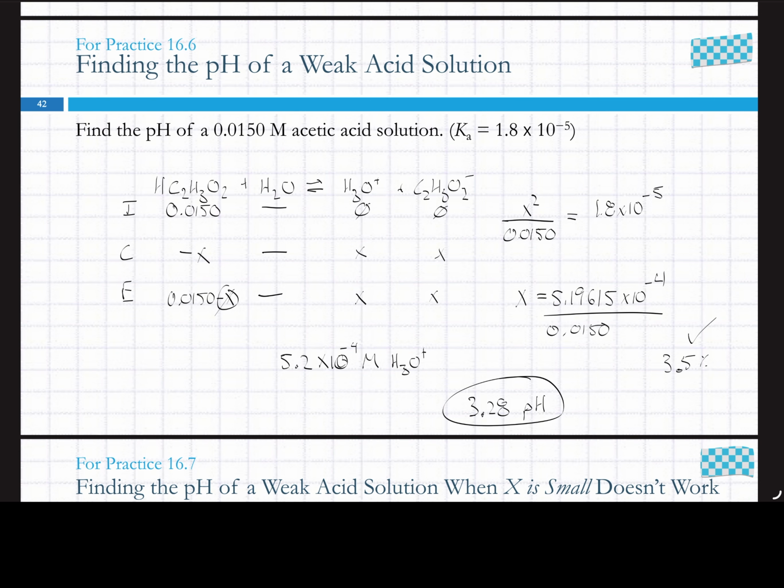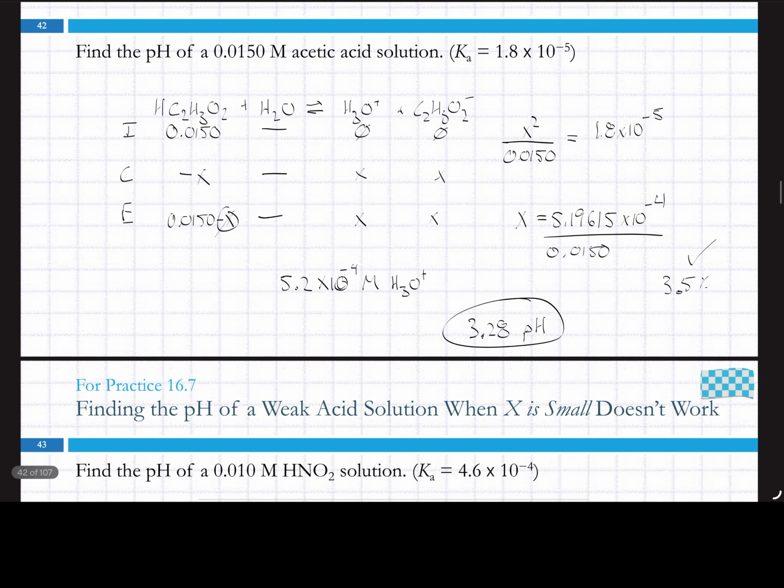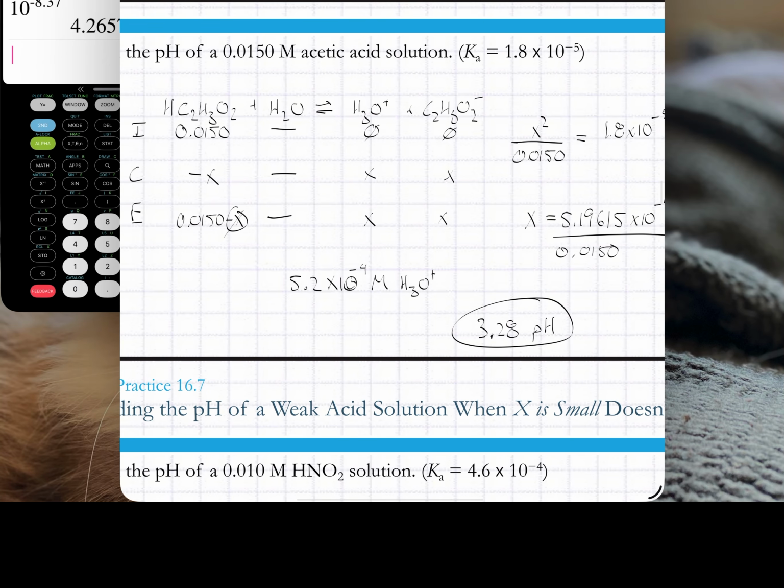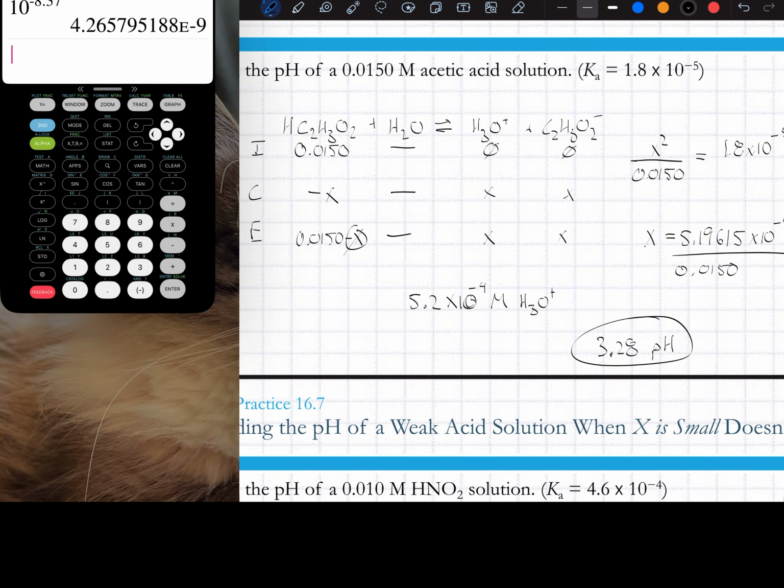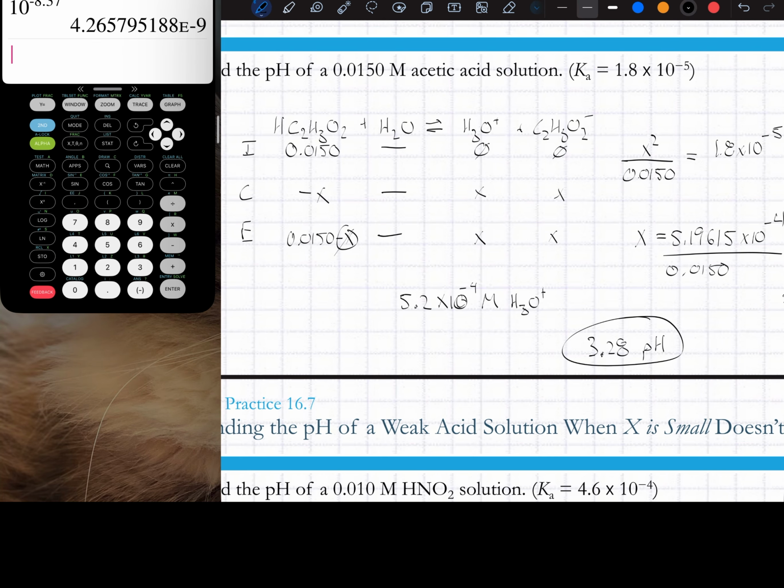Right. Why? Because if I take this 3.28, I've got enough time that I can blitz through one more probably, but I can also show you this. So why isn't that 3 significant? Because if I do 10 raised to the negative 0.28, that gives me 5.19.